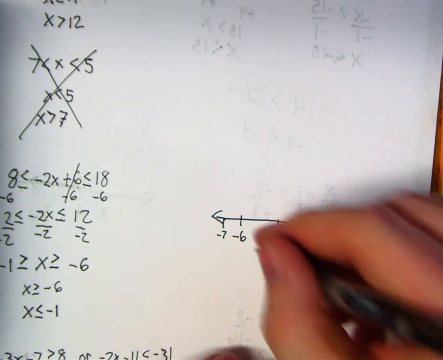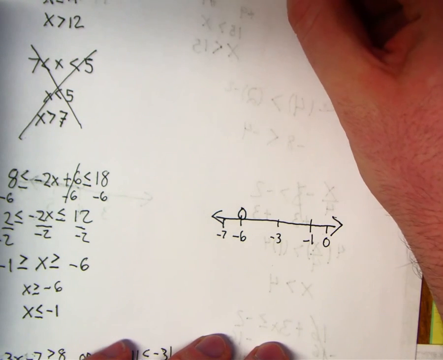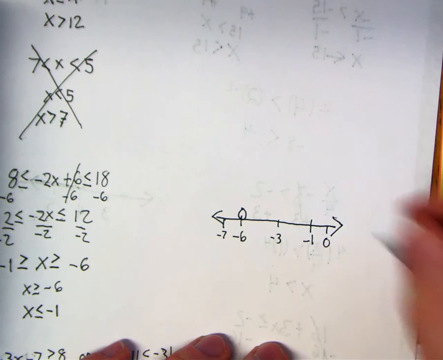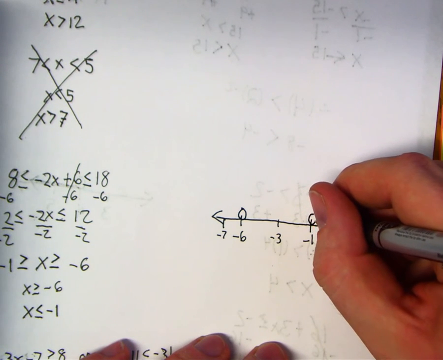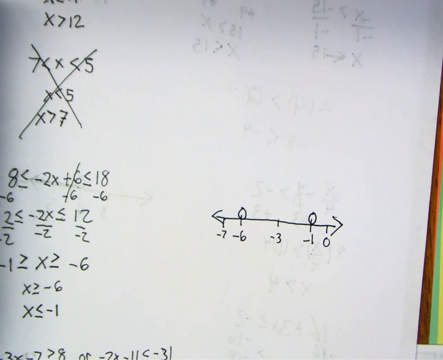Alright, and we're going to put 2 circles at our points of interest. Okay. Alright. And let's see here. So -6, that one is closed.